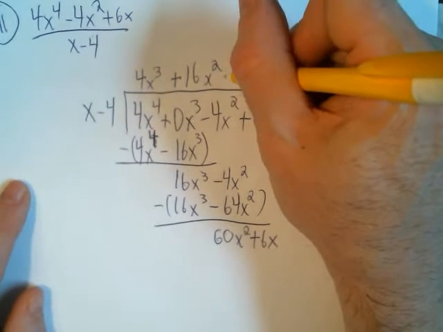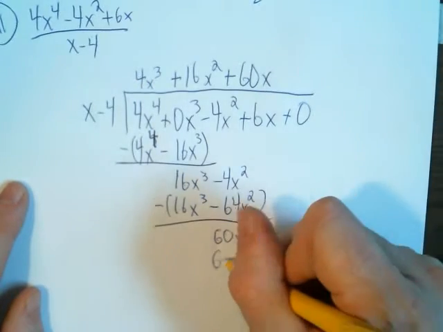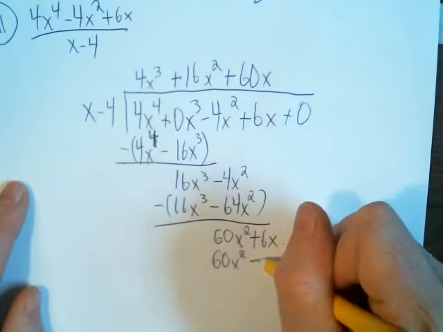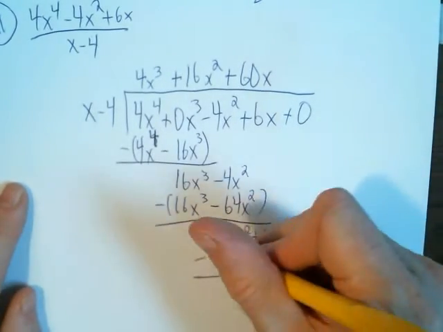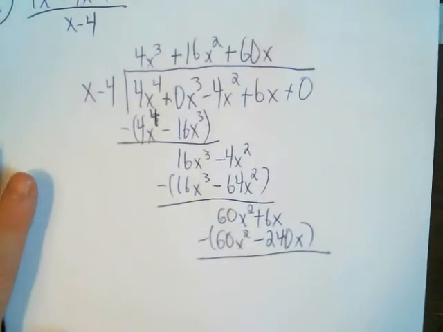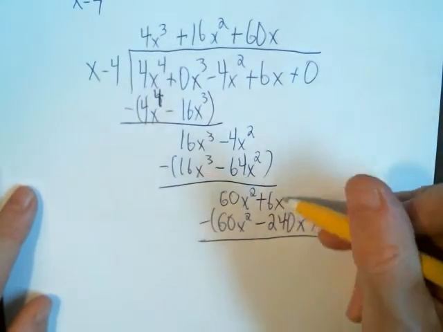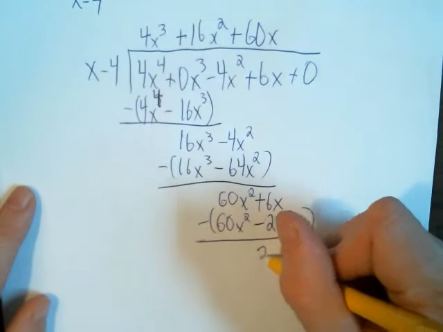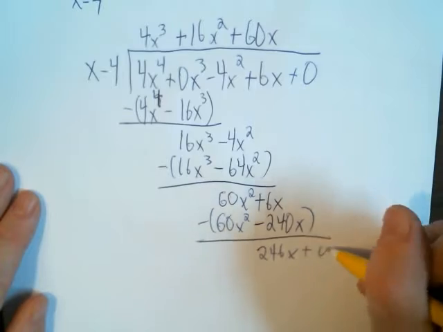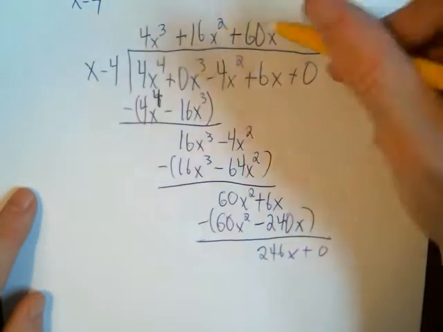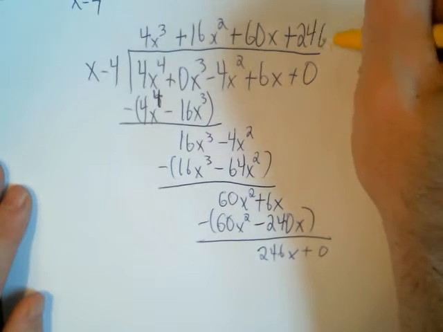So you say, what times x is 60x squared? You'll say 60x. So you have 60x squared minus 240x. And then we'll need to subtract those. So this will be 0, and then here 246x. So things are getting a bit out of control, plus 0. What times x is 246x? So you go plus 246.